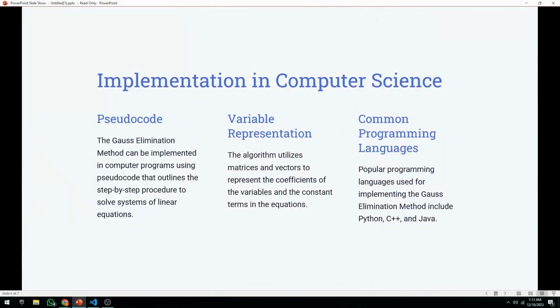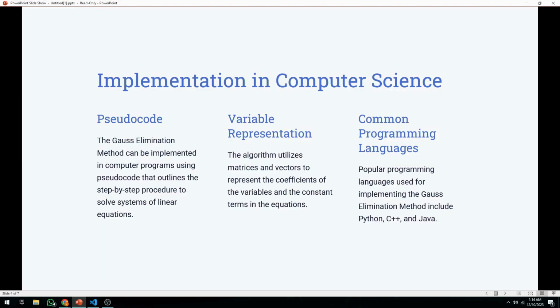And then moving towards the next slide, we got the implementation of the Gauss elimination method in computer sciences. Mainly, we got three implementations. Those contain the pseudocode, the variable representation, and the common programming languages. First of all, with the pseudocode, the Gauss elimination method can be implemented in computer sciences using the pseudocode that outlines the step-by-step procedure to solve systems of linear equations.